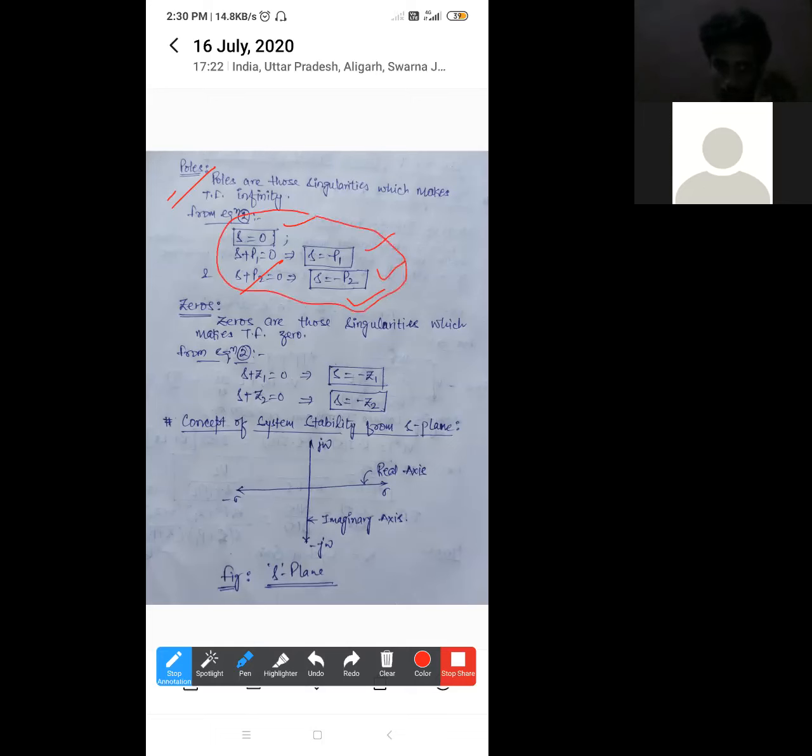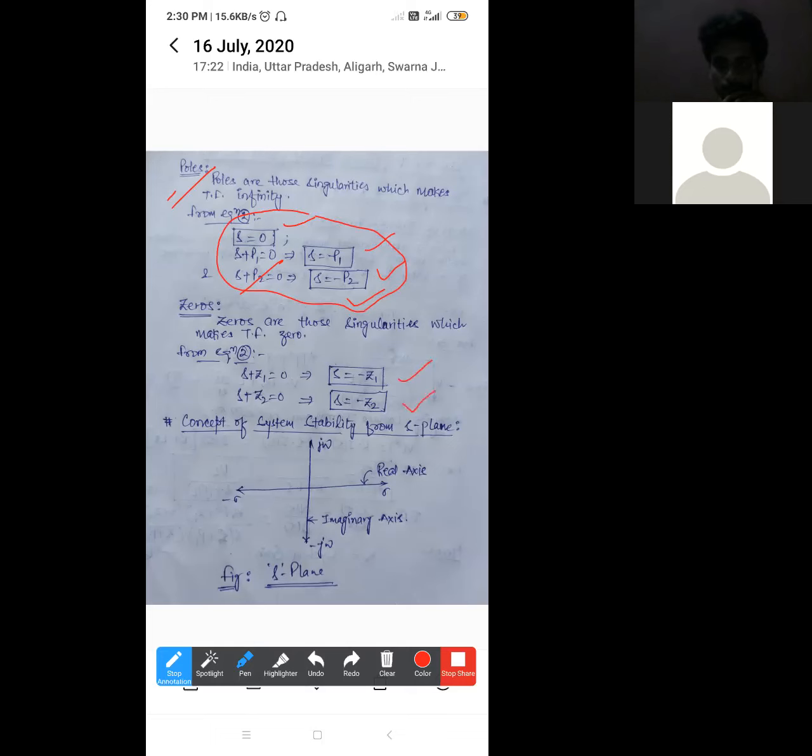So what are zeros then? Zeros are those singularities which make the transfer function 0, which make the transfer function's value 0. So from equation 2, we can see that s plus z1 equals 0, which gives us s equals minus z1, and s plus z2 equals 0, which gives us s equals minus z2.